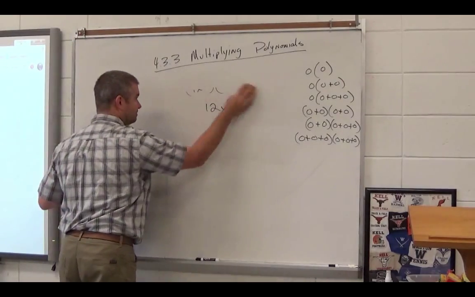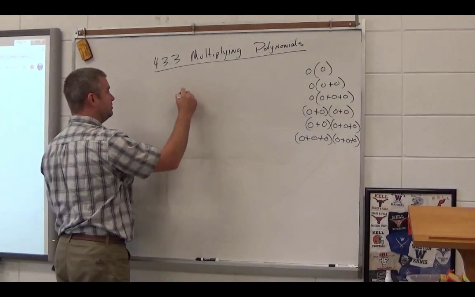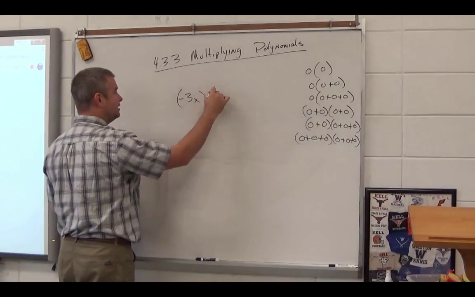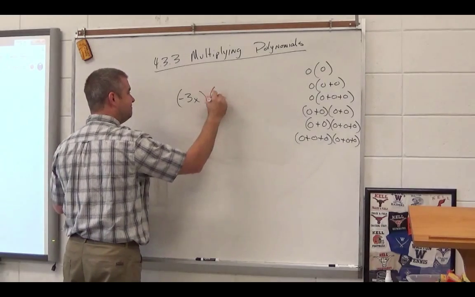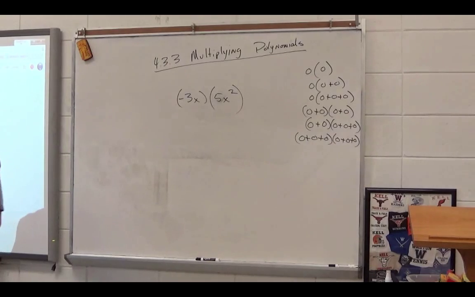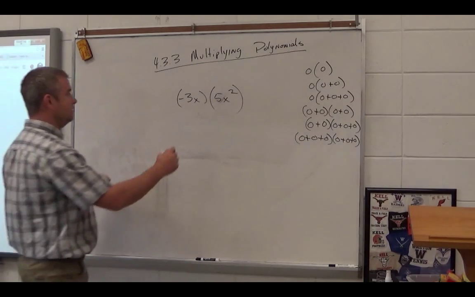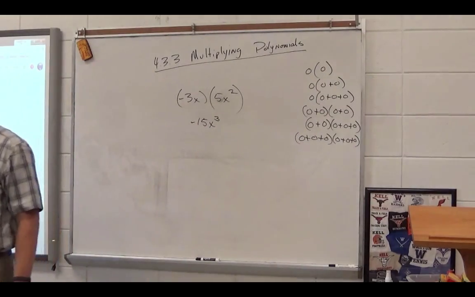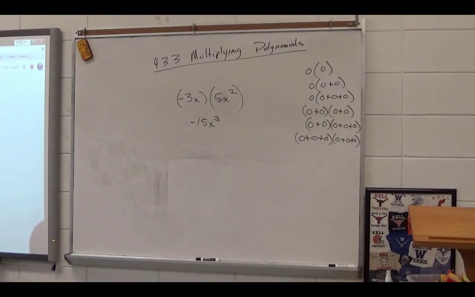Alright, let's do one more. Monomial times monomial, negative 3x times 5x squared. Just monomial times monomial, you have to know what to multiply and what to add. Evans, what do you think the answer is? Put you on the spot, on camera. Negative 15x cubed. Outstanding. Good answer. You can say x to the third or x cubed, either way. Any questions on monomial times monomial?